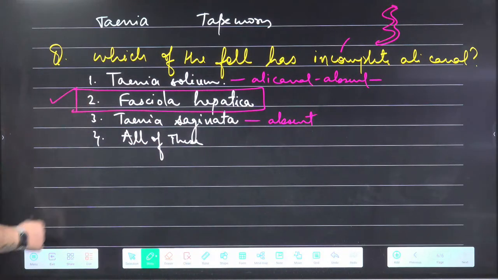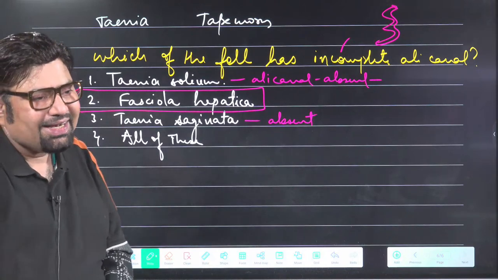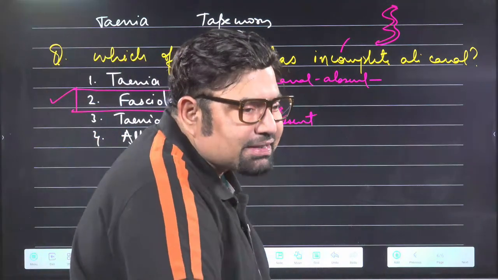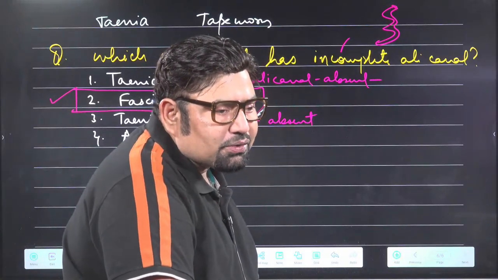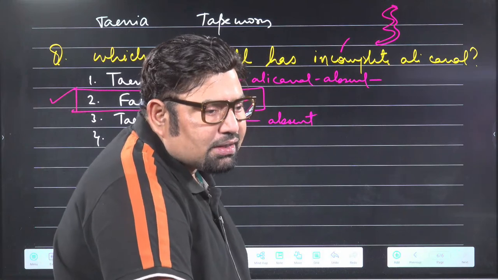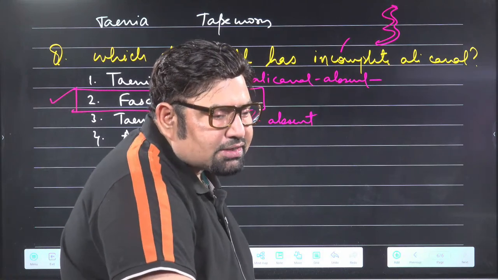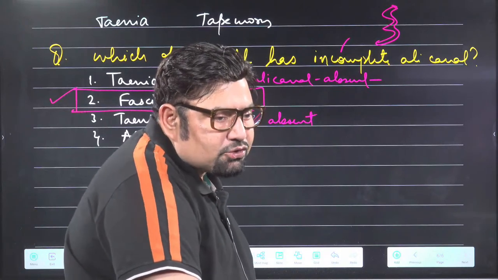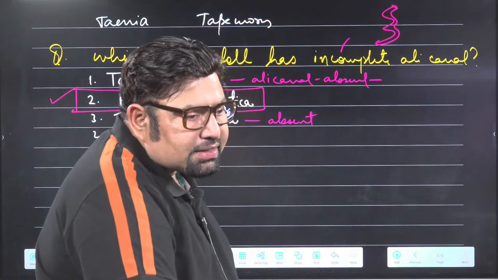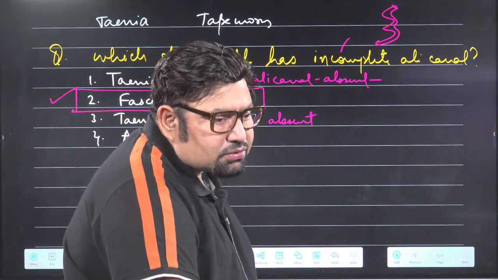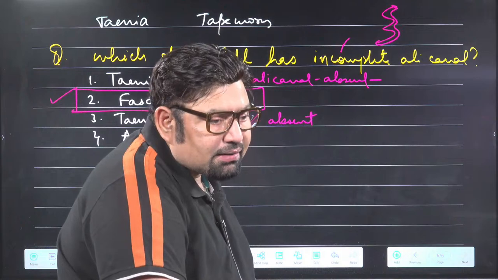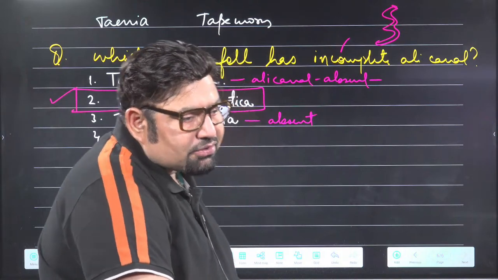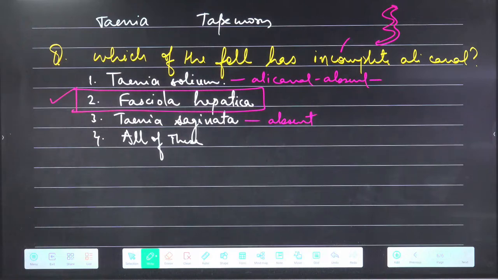Very, very good. Many of you, I have taken the names. Kavita, Manisha says two, Preeti says two, Bindu also, Joshna, Lechana, Dhanvi, Akash, Uday, and Kavita say two. In Taenia, alimentary canal is completely absent. Yes, Shriram, you are absolutely correct: in any Taenia, solium or saginata, it is totally absent. Therefore, the answer can only be two, Fasciola hepatica. Very good.